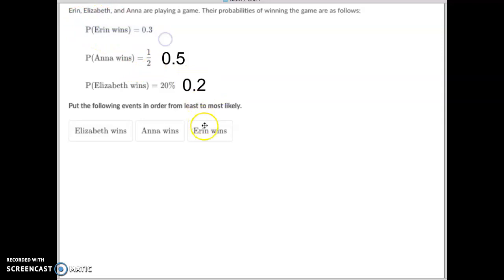It would be Aaron. So Aaron here is in the wrong spot. So we need to move Aaron over to here. Let's do that. Boom. So we need to have Elizabeth and then Aaron. And then Anna's the most likely to win at a 50% chance. That's all you're doing, guys.